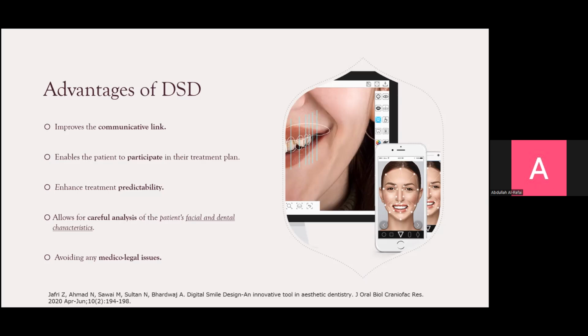And finally, by using digital smile design, we can avoid any medical legal issues.